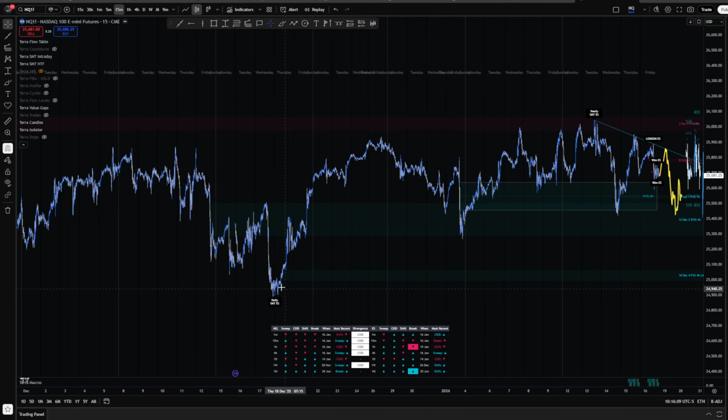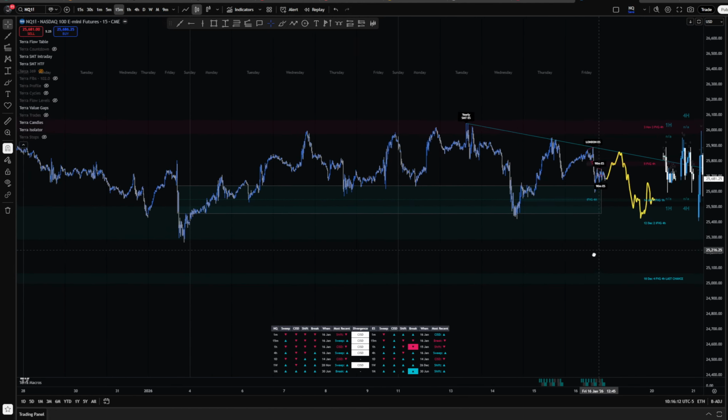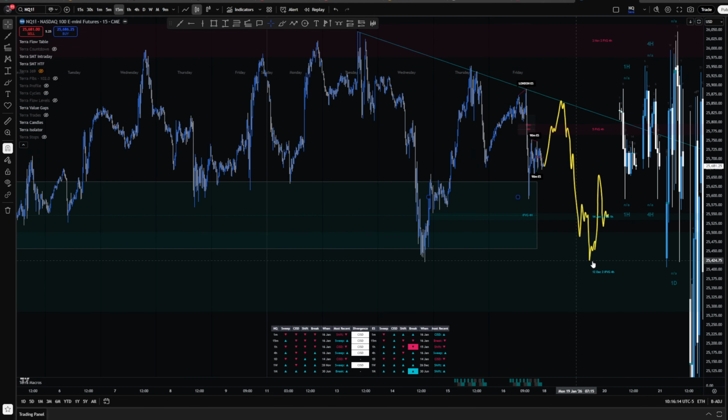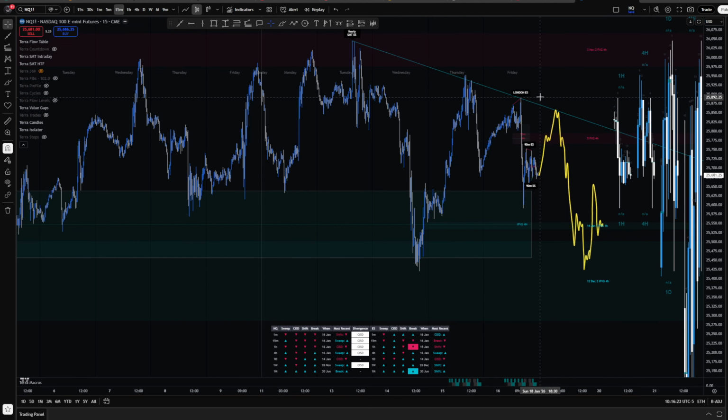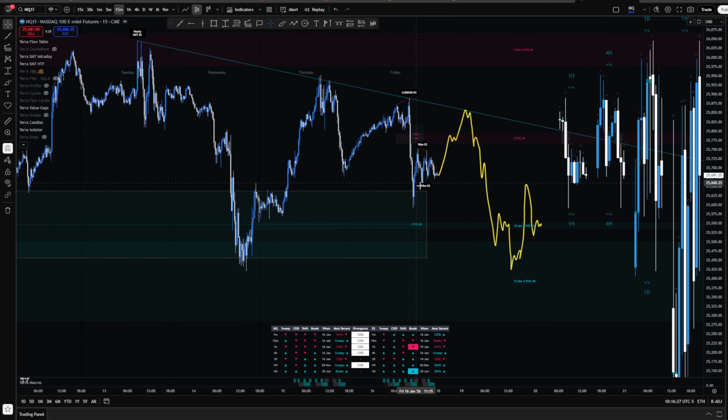Perfect. That's what I want to see. At the major inflection points, I want to see SMT. Here, down here, I want to see high time frame SMTs. Like here we had London and the overnight sessions, they're the lowest level SMT that I want to see for a major reversal.